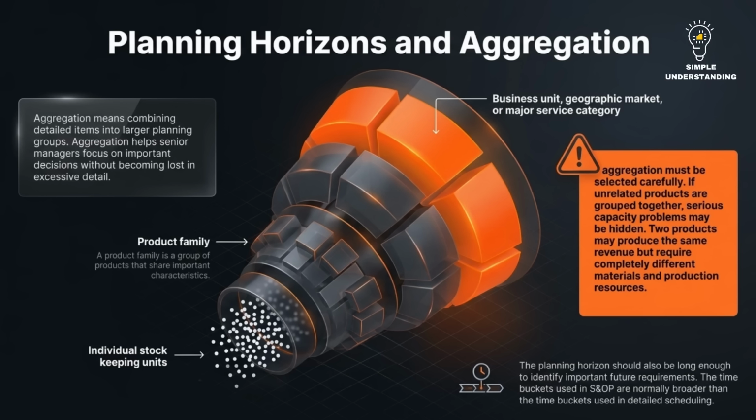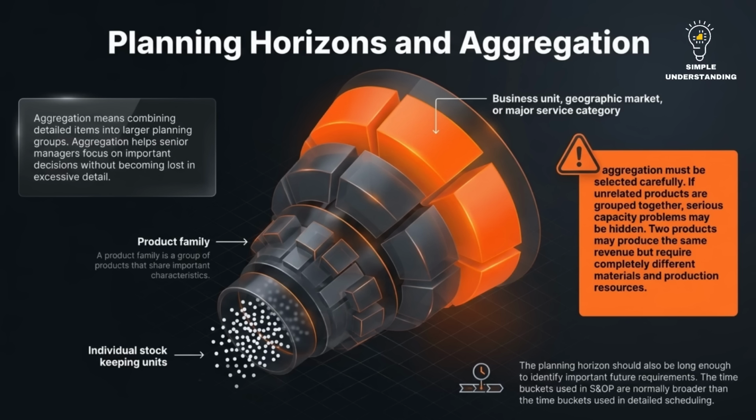However, aggregation must be selected carefully. If unrelated products are grouped together, serious capacity problems may be hidden. Two products may produce the same revenue but require completely different materials and production resources. The planning horizon should also be long enough to identify important future requirements.